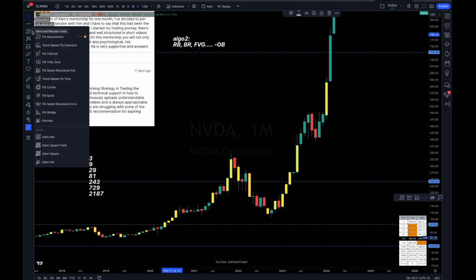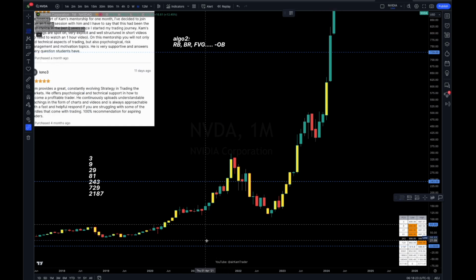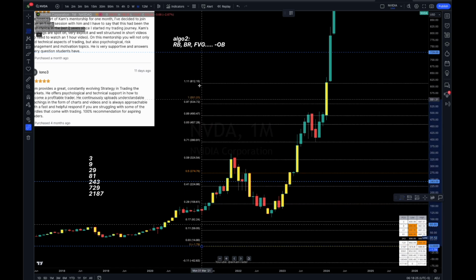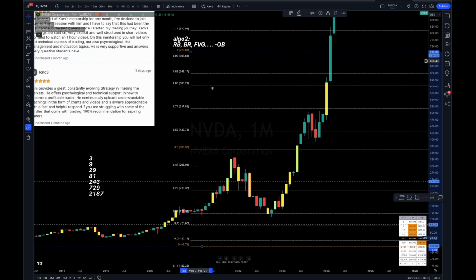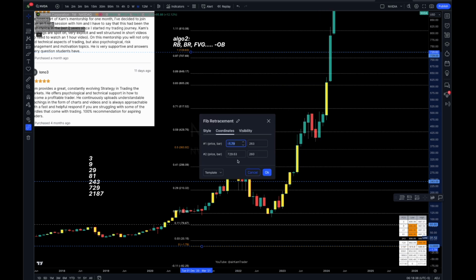So let me use my dynamic fib. So the low would be 0 and the high would be 729. Okay, that's the dealing range. Once we broke through 243, the next dealing range high is 729. Now let me just make sure these numbers are accurate. Okay, so the low is 0 and the high is 729.